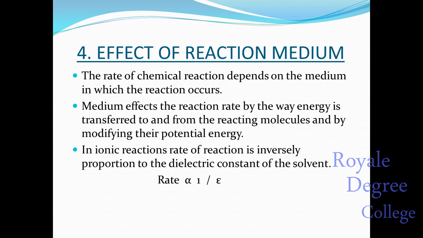Next, fourth factor which is affecting the rate of a reaction is effect of reaction medium. The rate of chemical reaction depends on the medium in which the reaction occurs. Medium affects the reaction rate. By the way, energy is transferred to and from the reacting molecules, modifying their potential energy. In ionic reactions, rate of reaction is inversely proportional to the dielectric constant of the solvent.